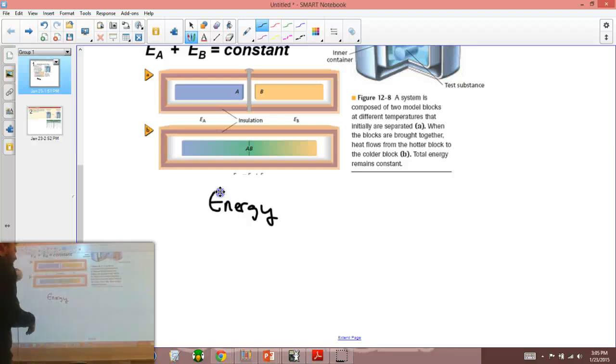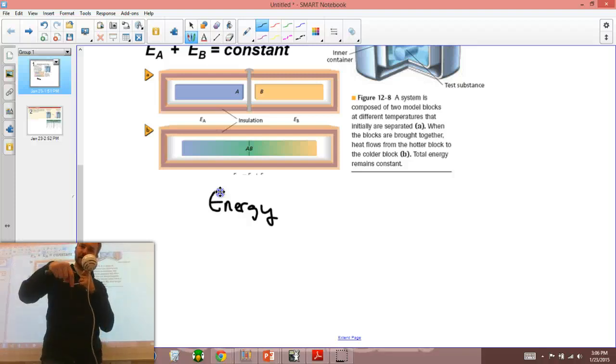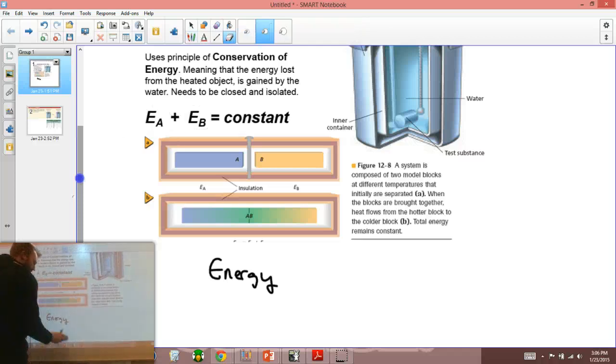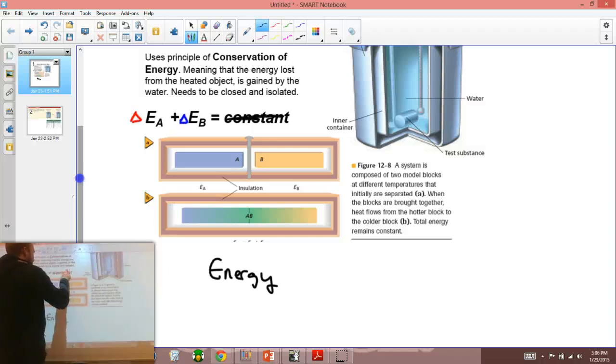So this whole idea of combining things thermodynamically is based on the principle that if something loses energy, something else has to be gaining energy. So the energy of one thing plus the energy of the other thing equals a constant. Actually, if you say that the change in energy of one thing plus the change in energy of another thing, so something gets hotter, something else gets colder, that change in energy is going to be zero. And that's how we're going to do problems like this.